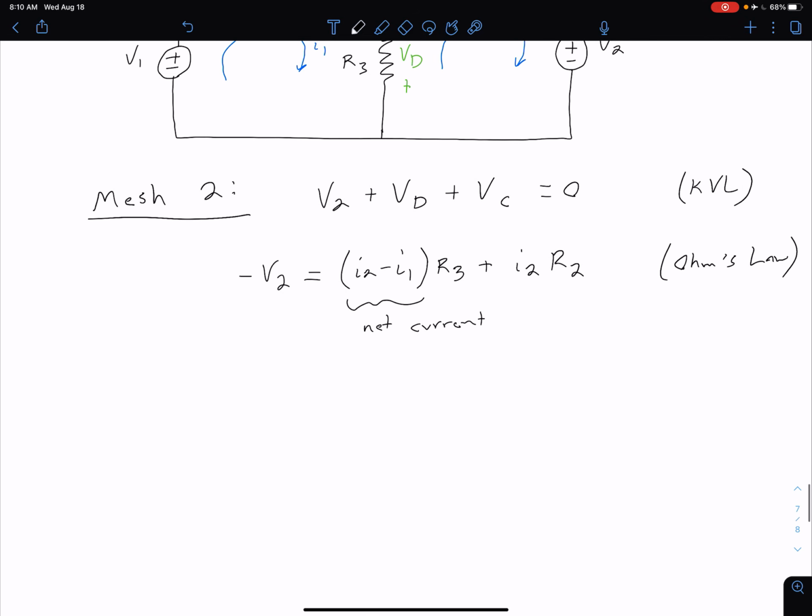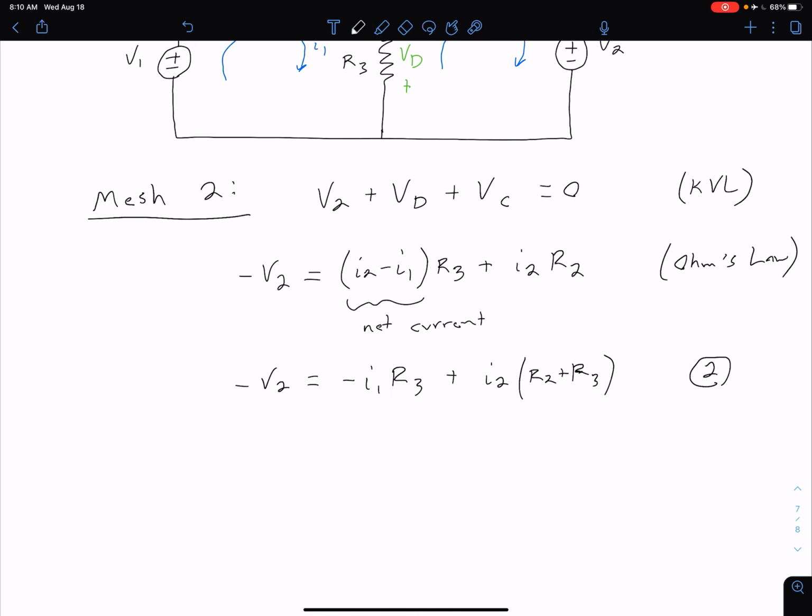Okay, and then the final step is just to collect those terms. So we have minus V2, and we just have the one I1 term, so negative I1 times R3. We have two I2 terms, so that's going to be I2 times the quantity of R2 plus R3. And again, in class, we'll talk about ways that we can immediately jump to this later equation once you're more comfortable with the method. And we can define this as equation 2.